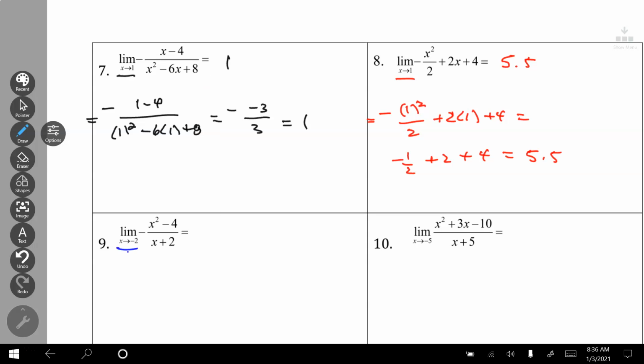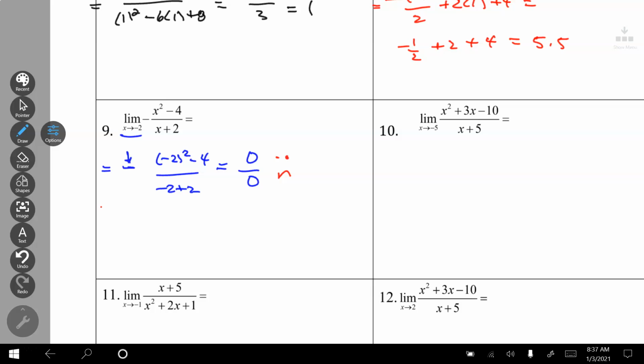I'm going to plug in negative 2. Negative 2 squared minus 4 over negative 2 plus 2. Don't forget this negative sign up front. I get 0 over 0. So I'm sad. I got to do more work.